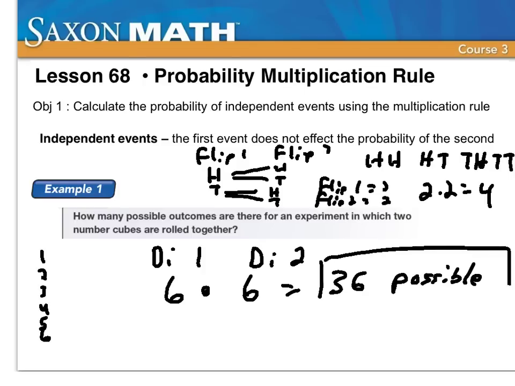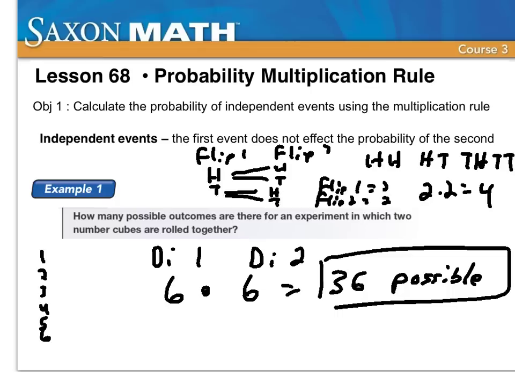Now we could make a table to validate that. I mean, I could roll a 1 and then a 1. I could roll a 1 and then a 2, a 1 and then a 3, a 1 and then a 4, and so on. I could roll a 2 and then a 1, a 2 and then a 2, a 2 and then a 3. It would take me forever to count all those out. So this rule right here, the multiplication rule, is a quick way to figure out how many possible outcomes there are. There's 6 things that can happen in the first die, 6 things that can happen in the second die. I multiply those together to get 36 total outcomes.